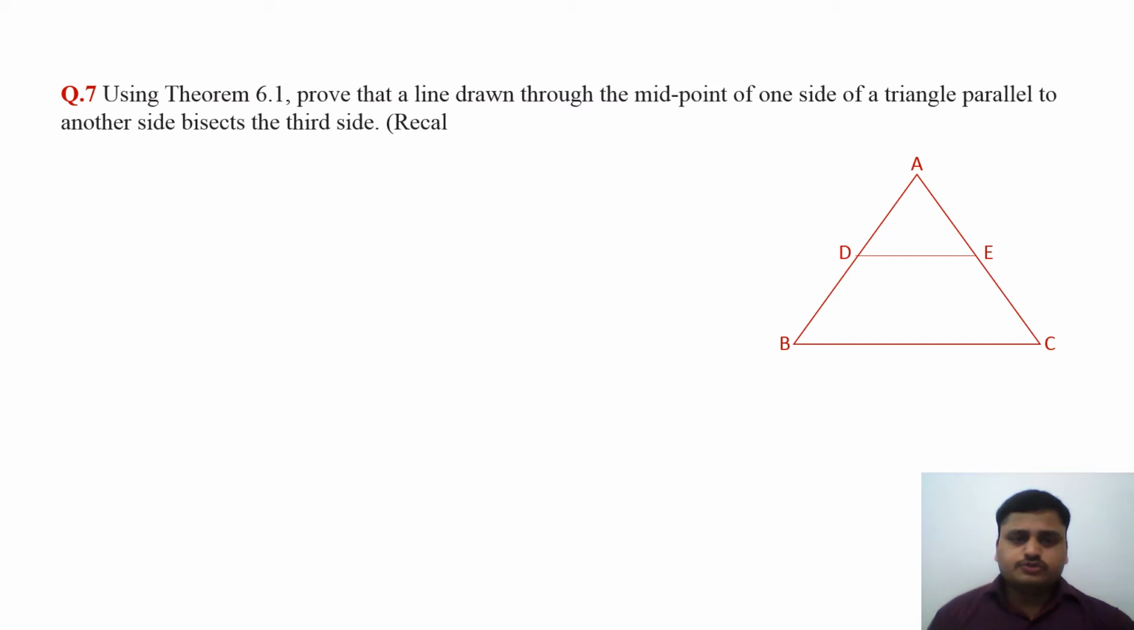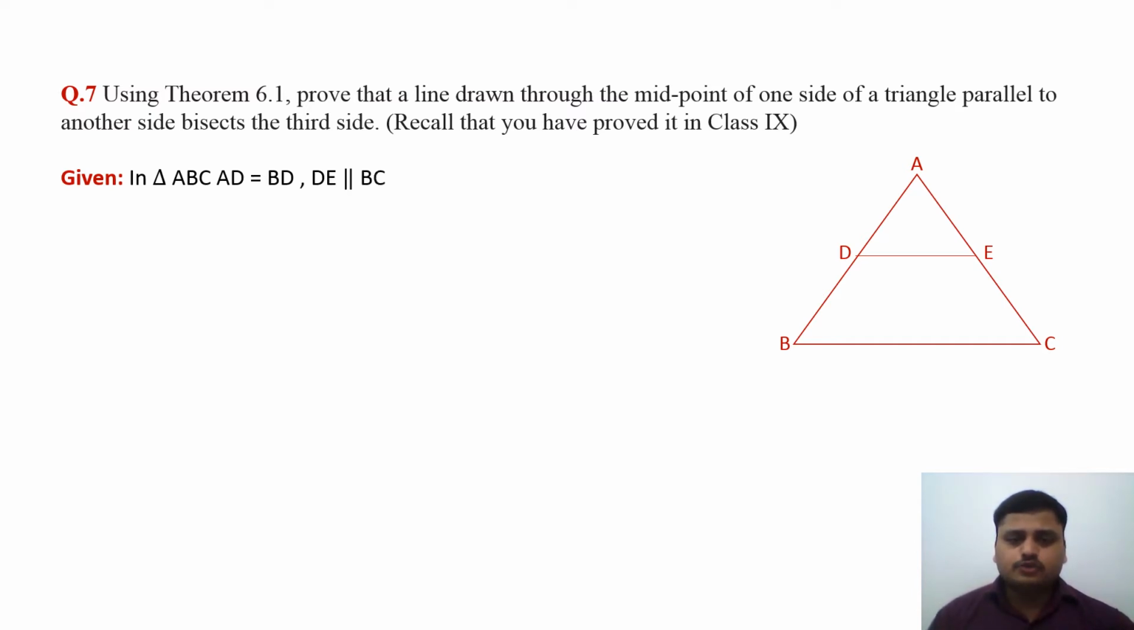So we need to recall the statement which was done in class 9. First of all, we will write given. As it is clearly given, D is the midpoint of AB. So in triangle ABC, AD is equal to BD and DE is parallel to BC. We need to prove that AE is equal to EC.